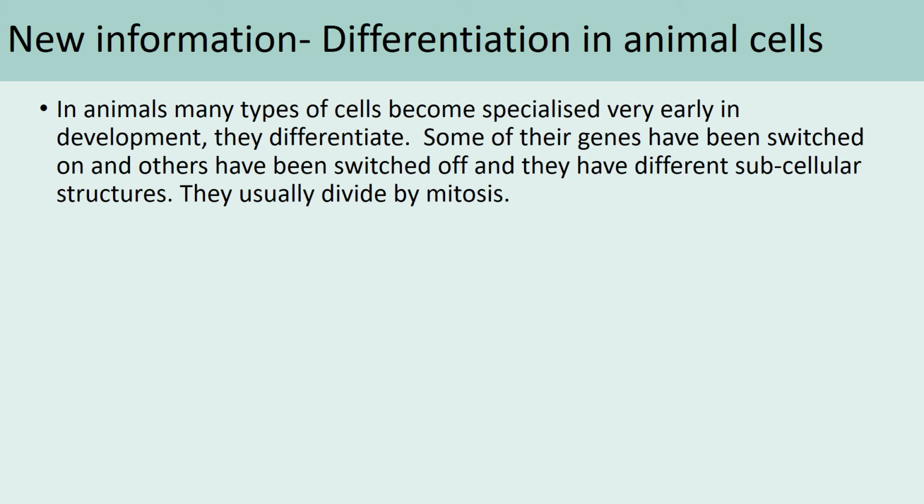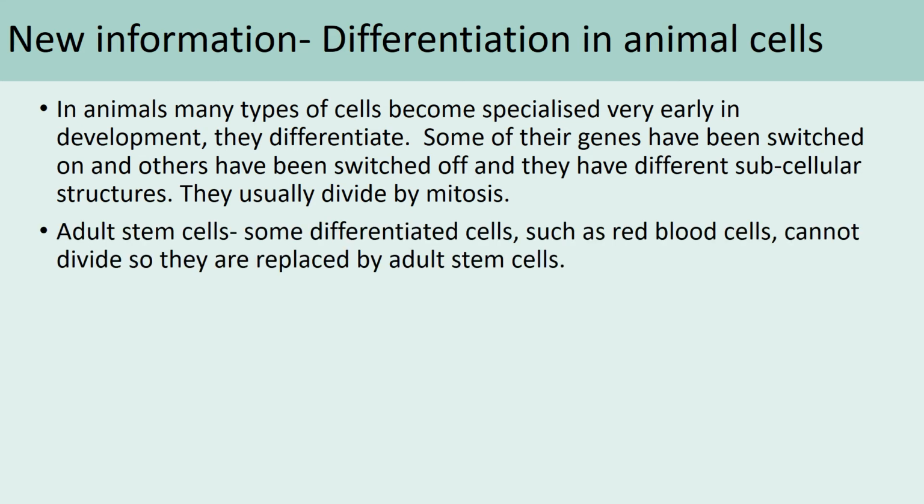Now that happens because some genes are switched on, others are switched off inside the cell, and they'll end up having different subcellular structures or organelles. So cells that need lots of energy will have lots of mitochondria, things like that. And they usually divide by mitosis. So that's the cell division we looked at last lesson. But as I said last lesson, there is another type called meiosis, which is to do with making sperm and eggs, but the vast majority divide by mitosis.